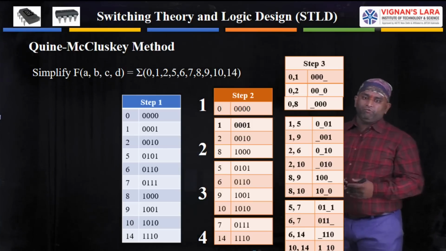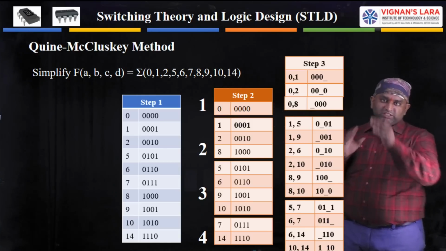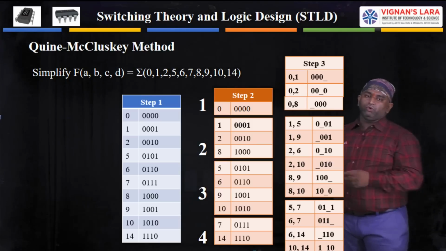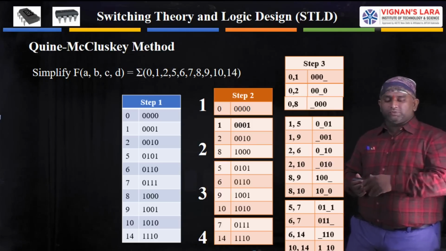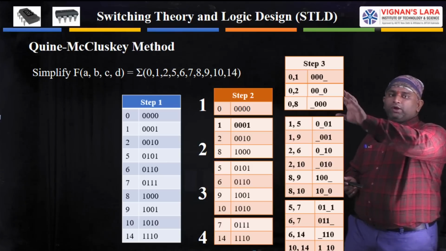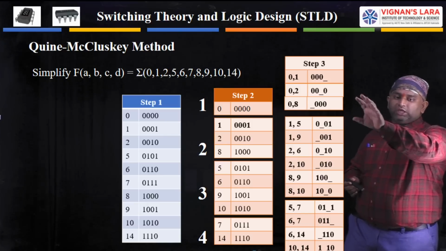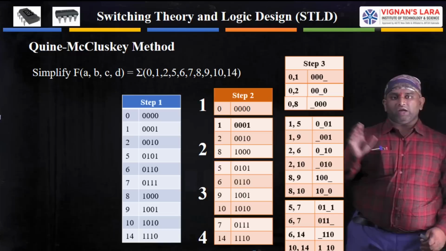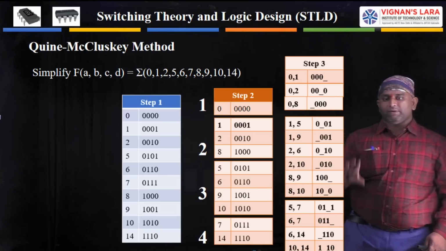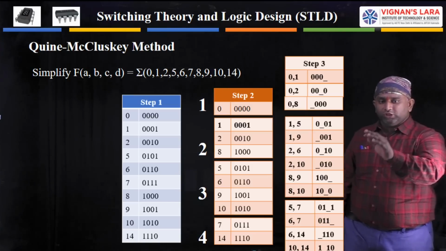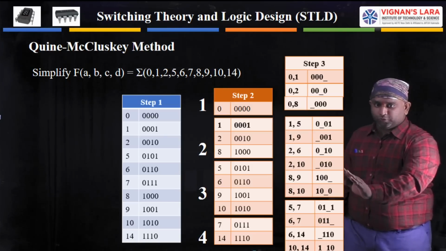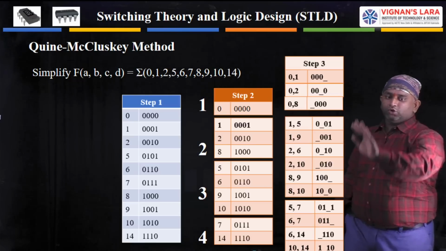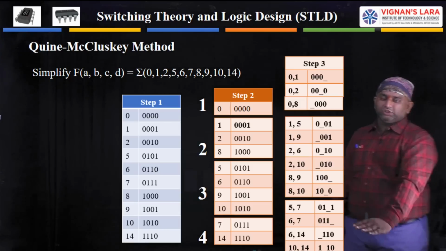In this step 3 to step 4, see here, in step 2 we have 4 groups. Now in step 3 we have 3 groups. Next, for step 4, consider these 3 groups. For example, consider 0 comma 1, 0 comma 2, 0 comma 8. These 3 combinations you consider as the first group. Next, these 6 combinations, 1 comma 5, 1 comma 9, 2 comma 6, 2 comma 10, 8 comma 9, 8 comma 10, you have to consider as group 2. Next, these 4 combinations you consider as group 3. So group 1, group 2 and group 3 combinations are available.